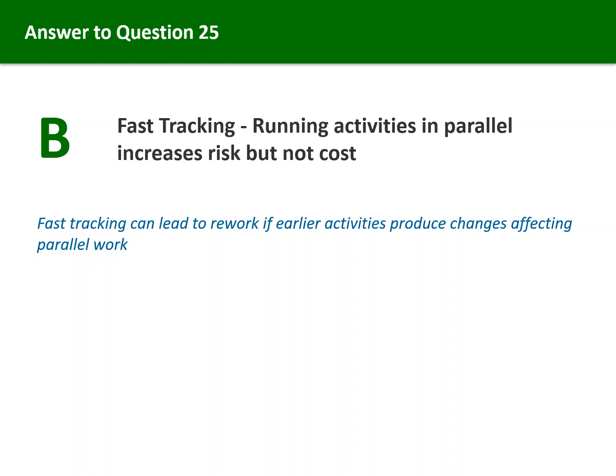Fast tracking involves running activities in parallel that were originally planned to be sequential. The trade-off is increased risk, not increased cost. For example, starting construction before design is fully complete is fast tracking. The risk is that design changes may require rework of construction already completed. When exam answers mention increased risk or parallel activities, fast tracking is typically correct.